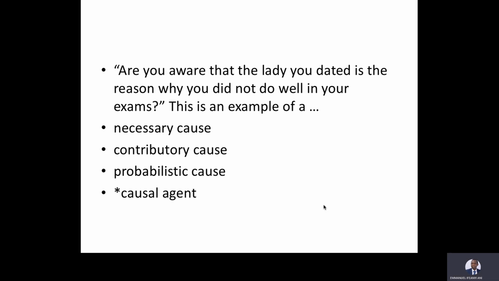Are you aware that the lady you dated is the reason why you did not do well in your exams? This is an example of a necessary, contributory, probabilistic, and causal agent. So the lady you dated is the reason why you did not do well. So the lady is a causal agent.